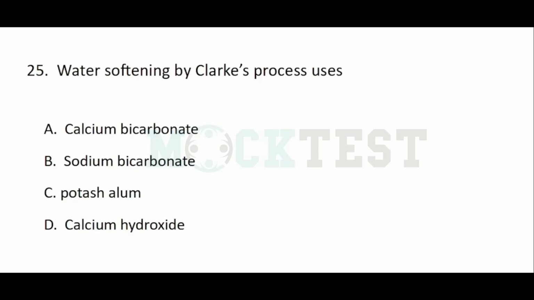Water softening by Clark's process uses: option A, calcium bicarbonate; option B, sodium bicarbonate; option C, potash alum; option D, calcium hydroxide. Water softening by Clark's process uses option D, calcium hydroxide.